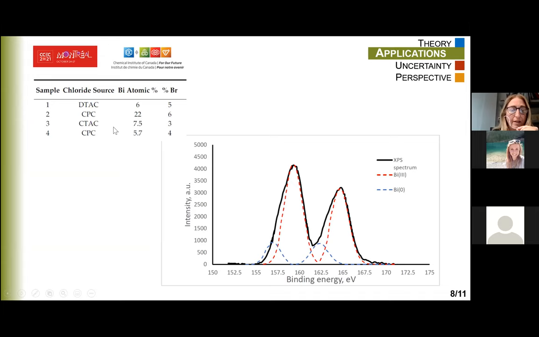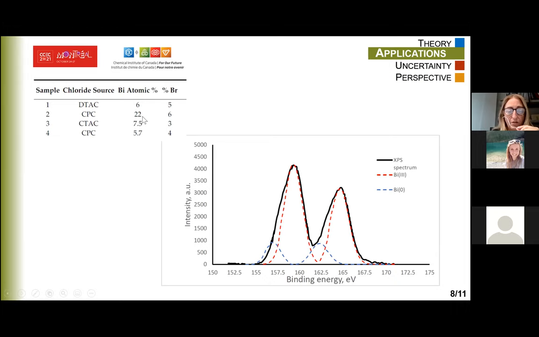Moreover, as I mentioned, we can have an idea about the surface percentage of bismuth at the top of the surface of our samples. Just remember that it is just the surface that is working in a photocatalyst. What is present in the bulk is a species that will not work from the photocatalytic point of view. So it's interesting to see that changing the chlorine source, just four samples, the atomic bismuth at the surface is completely different, changing from 6 to 22, so very different concentrations on the top of the material.